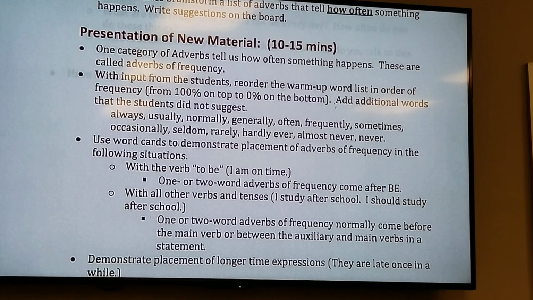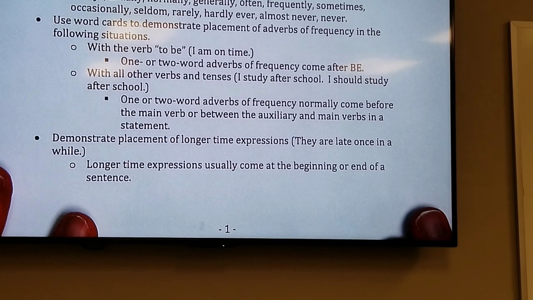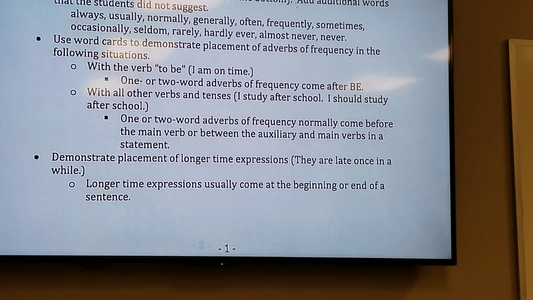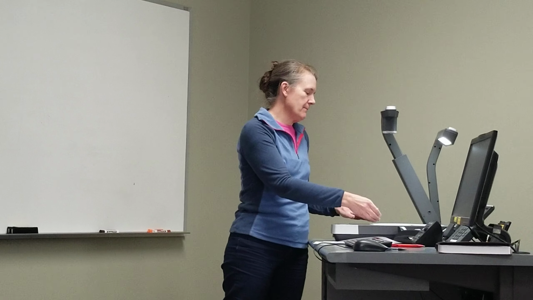After that, using word cards, a common technique, to show the positioning, and principally I was going to focus, since this is targeted on an intermediate lesson, on where they go with the verb to be, and then focus on where they go with other verb phrases, which would be after the first auxiliary or between the first auxiliary and the main verb, or before the main verb if there is no auxiliary. And then depending on the level of the students, you could also demonstrate placement with some longer time expressions. They're late once in a while, they are late.